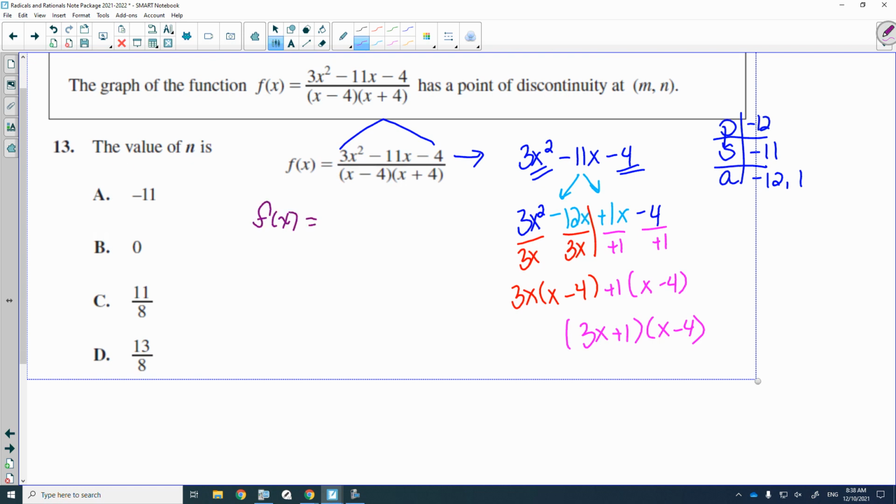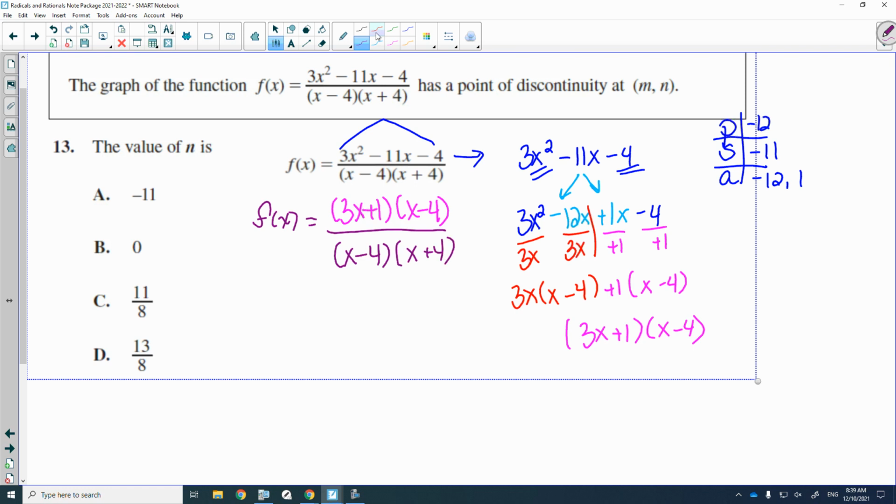Okay, let's rewrite our rational function in factored form. So the numerator we said would be 3x plus 1 and x minus 4. Sorry, those are the two factors in the numerator. Denominator is x minus 4 and x plus 4.